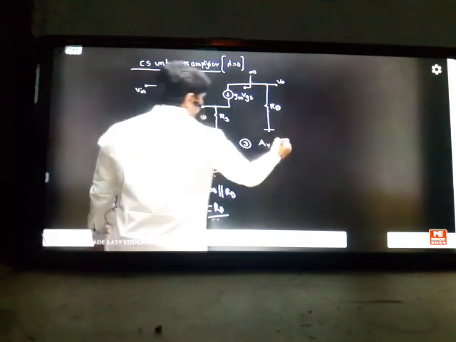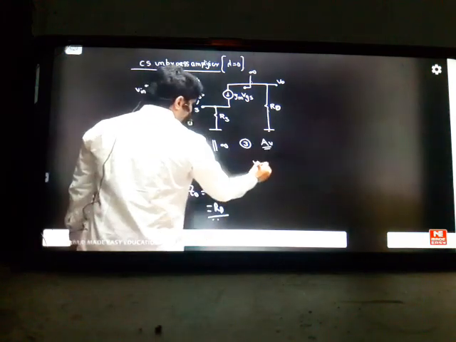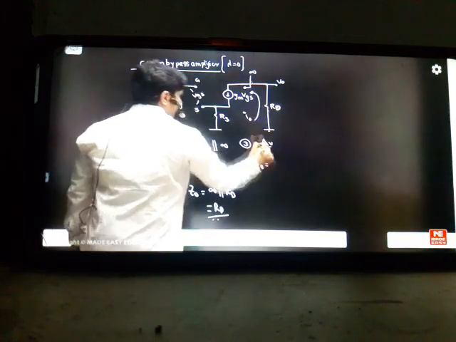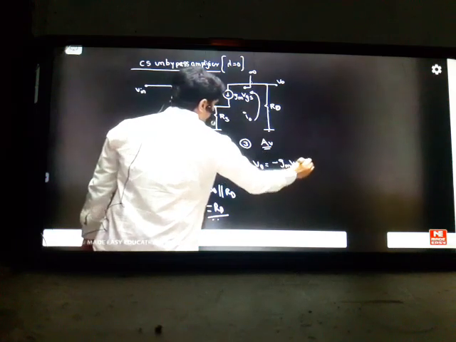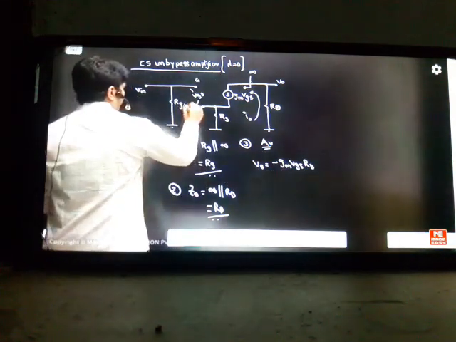Concept number 3, voltage gain. The formula you got previously, otherwise we can solve this derivation if you want. First, V0 you find out by this current I0. It is minus gm into VGS into RT. Like this you can write V0. And what is VIN here? VIN is from here to here.